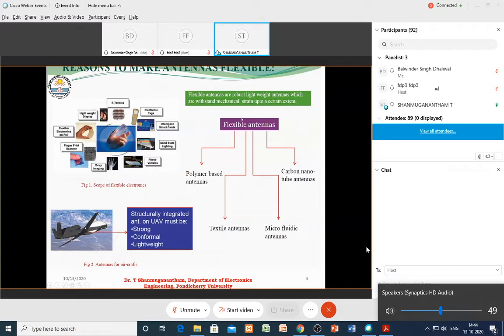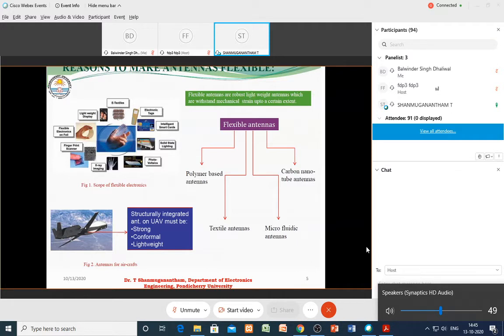In general, flexible antennas are classified into four different types: polymer based antennas, textile based antennas, microfluidics based antennas, and carbon nanotube antennas. This is also one example for aircraft. They use this for conformability as well as being lightweight and strong. The antennas and flexible devices are mounted on the body itself. Particularly because of the uniqueness of these materials for flexible antennas, there are different materials for different applications, application based materials.